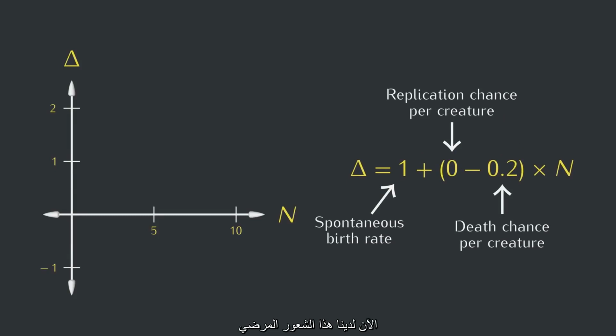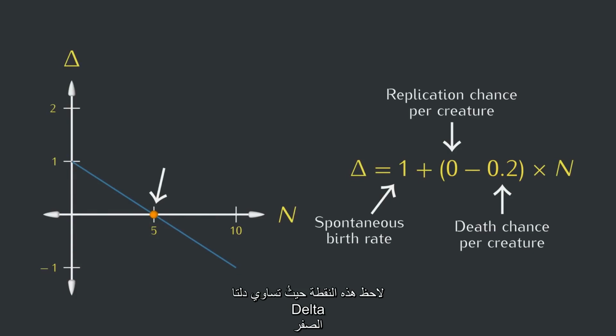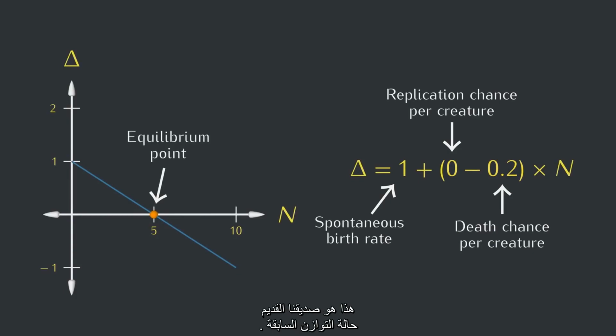Alright, now we get that satisfying feeling of plotting all the points and making a curve. When we have 0 creatures, the expected change is equal to the spontaneous birth rate, and as n increases, the expected change decreases by 0.2 per creature. Notice this point here where delta is equal to 0? That's our old friend, the equilibrium point from before. At that point, which is 5 creatures in this case, we don't expect any change on average.